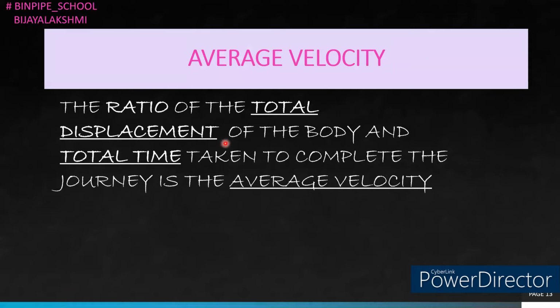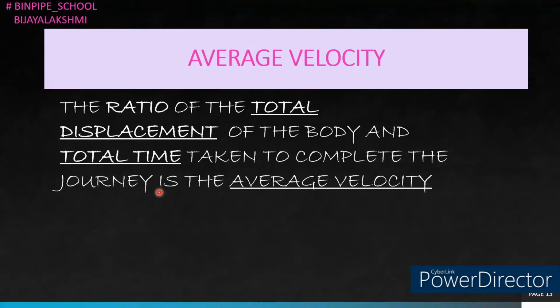Now, average velocity is the ratio of the total displacement of the body and the total time taken to complete the journey. That is the average velocity. That means here we are calculating the ratio between the total displacement, and we know that displacement means the shortest distance covered, and the total time taken. Now, when we calculate this ratio, we get the average velocity. Actually, the direction of average velocity is the direction of displacement.